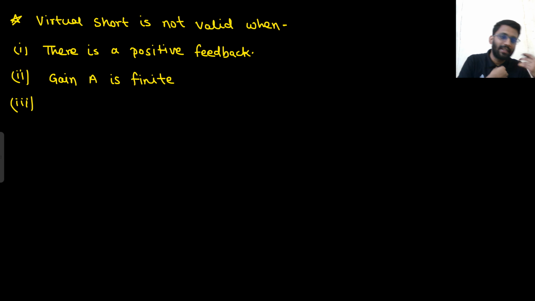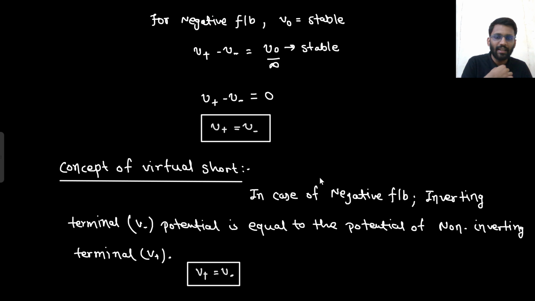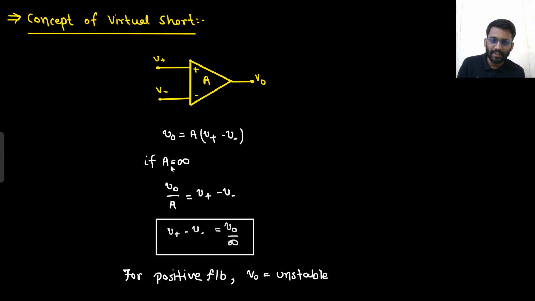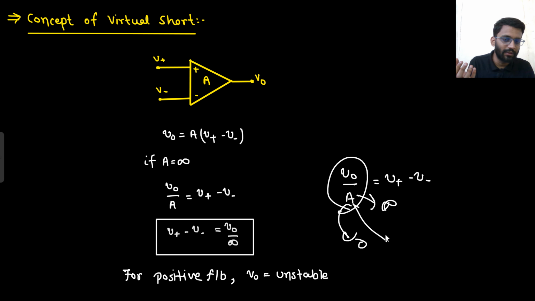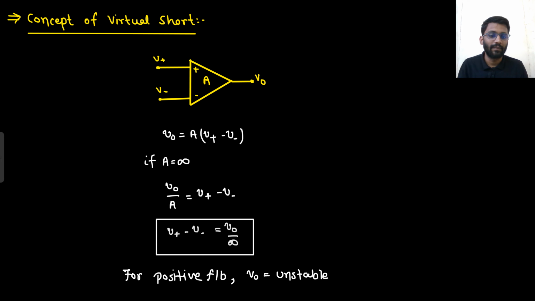The second point is when the gain A is finite. If this gain A was finite, then V positive minus V negative will be V naught by A. That's it. You cannot say it is equal to 0 because the gain A is finite here. So if gain A is finite, you cannot apply the concept of virtual short, because this value is not equal to 0. If the gain is infinity, then this value will be equal to 0.